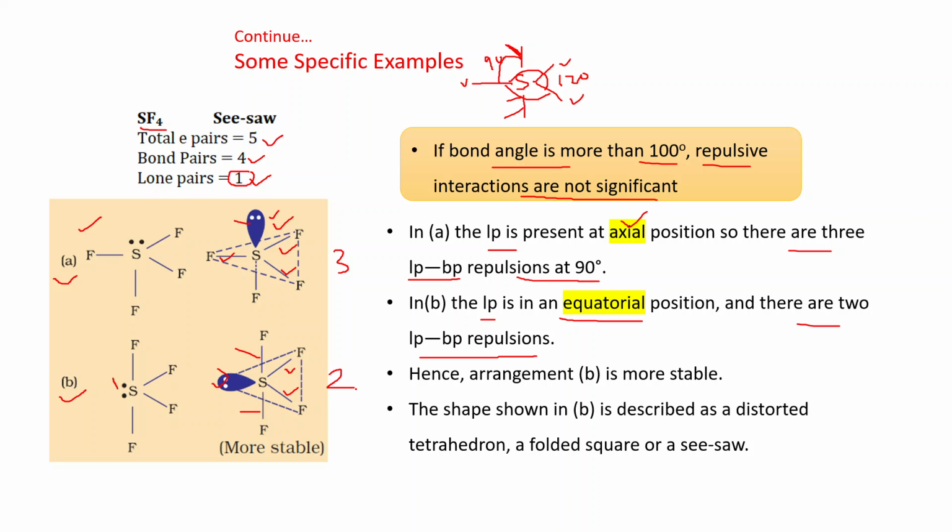Where is the repulsion minimum? Definitely in structure B. That's why the structure of SF4 is a distorted tetrahedron or a folded square or a seesaw. This is the more common term for this type of structure.